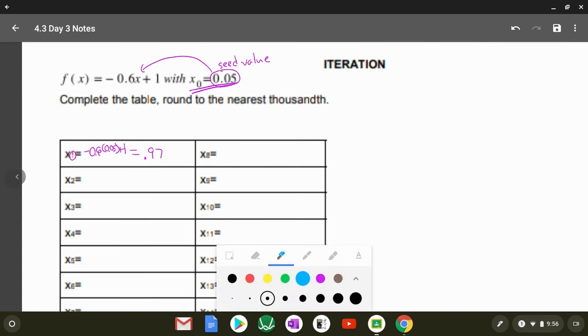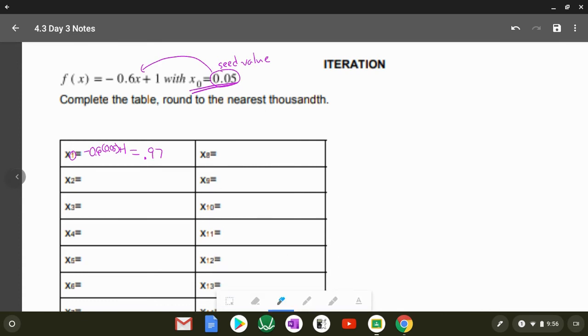After that, I'm at my first iteration. What I want to do to get to my second iteration is take my output from the first one, and that becomes the input for the same function to get my second iteration. So we're going to plug in negative 0.6 times 0.97 plus 1. We're using the same function, but now my first output becomes my second input. And when we do that, the second iteration becomes 0.418.